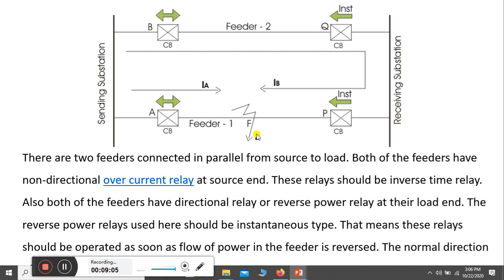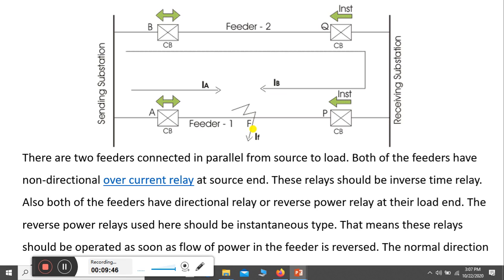Now let us assume that a fault is created at point F in feeder 1 between the CB placed at point A and P. So the fault current will be flowing through this faulty point from both sides. That is, through feeder 1 the current IA is flowing, and through feeder 2 the current IB is flowing to this faulty point.